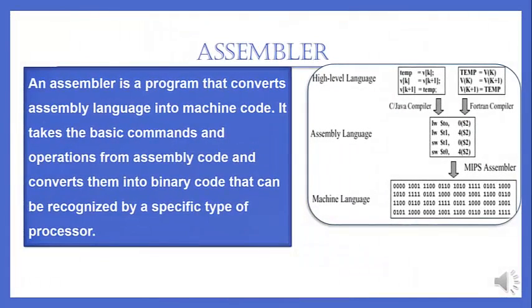The last in the row is the assembler. It is a program that translates an assembly language program into a machine language program. Or you can say, in computer science, an assembler is a program that turns assembly language into machine code. An assembler takes basic computer instructions and converts them into a pattern of bits that the computer's processor can use to perform its basic operations.